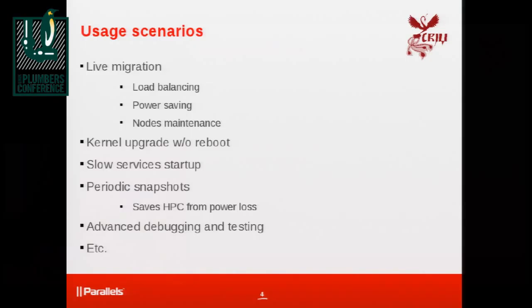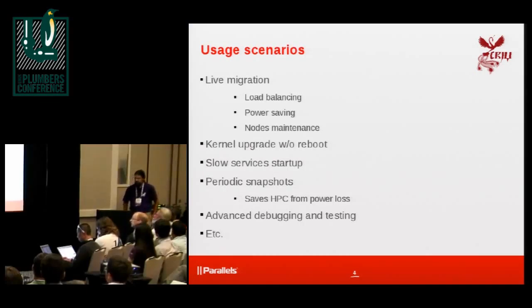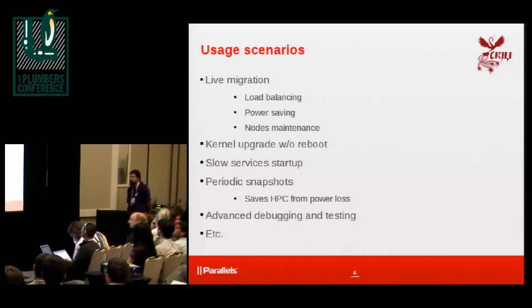At Parallels, we've basically started with only two usage scenarios for checkpoint restore. They were live migration and kernel upgrades without reboot. Live migration is used and can be used by anybody else for example, load balancing in a cluster, for power saving, for pulling nodes out for maintenance and similar stuff.